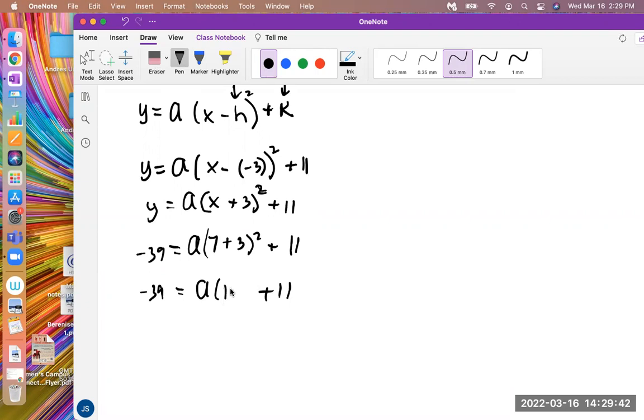I was going too fast, right? I did the 10 squared, which becomes 100a plus 11, all equal to negative 39. Now I subtract 11 from both sides.